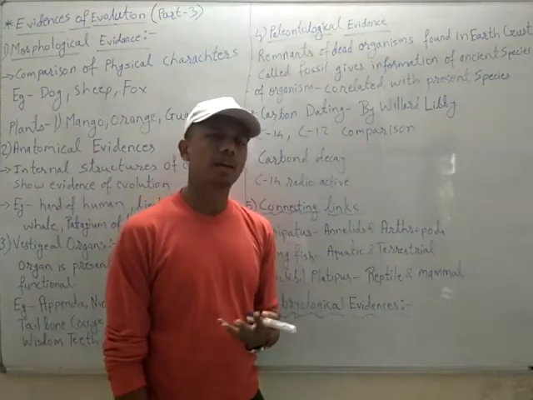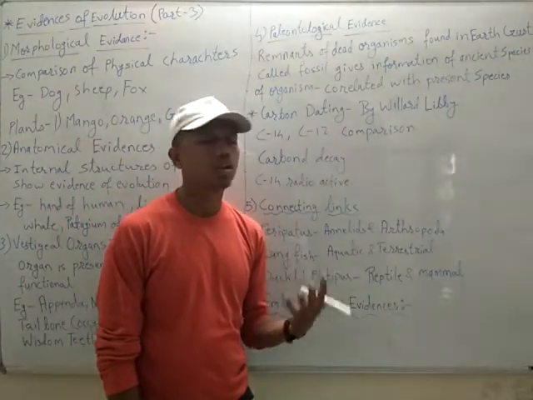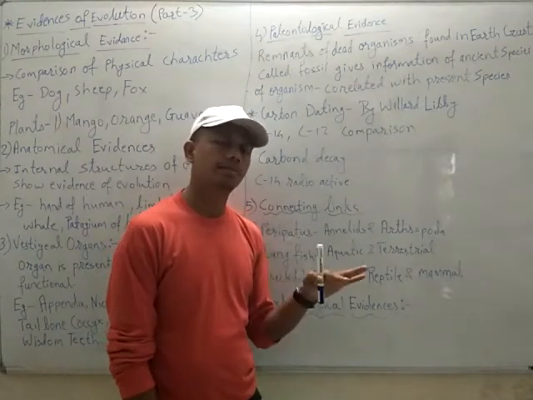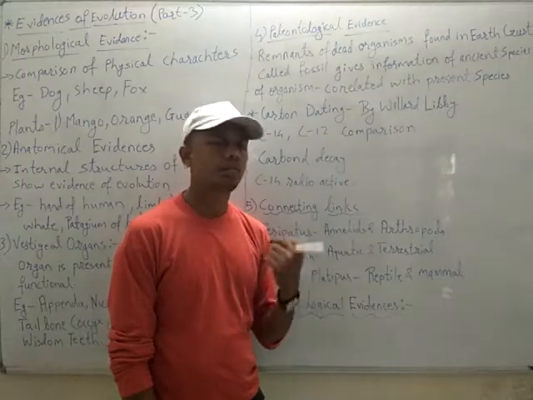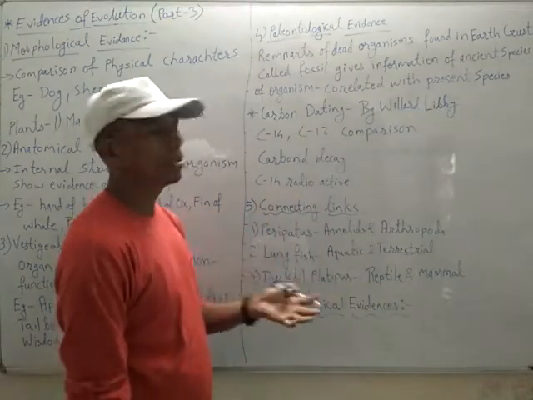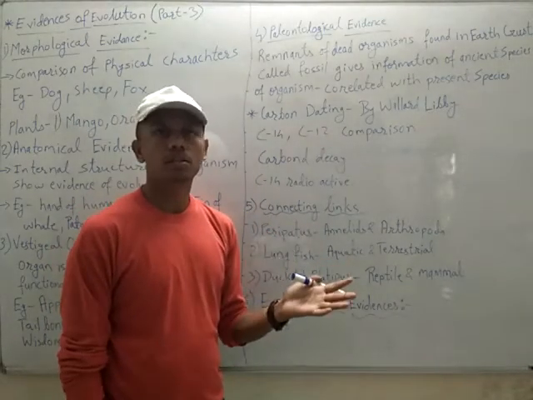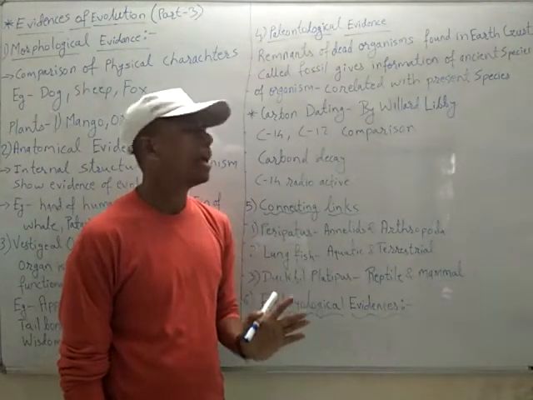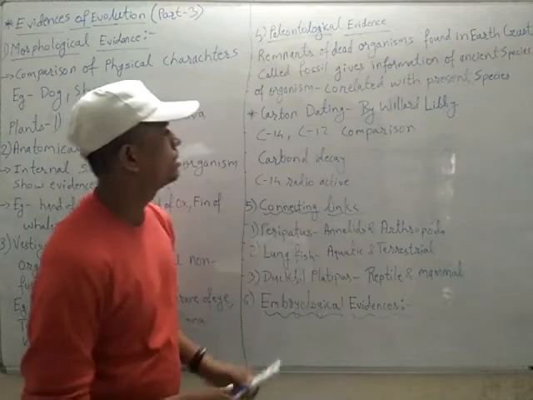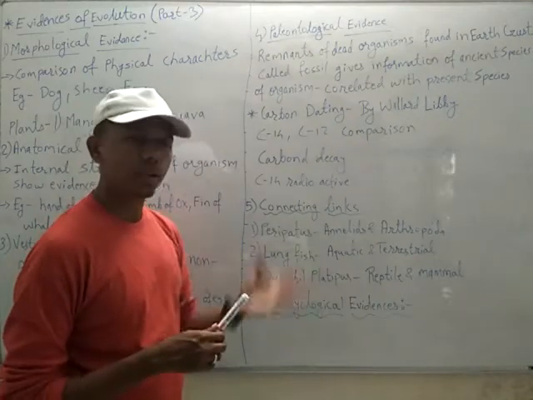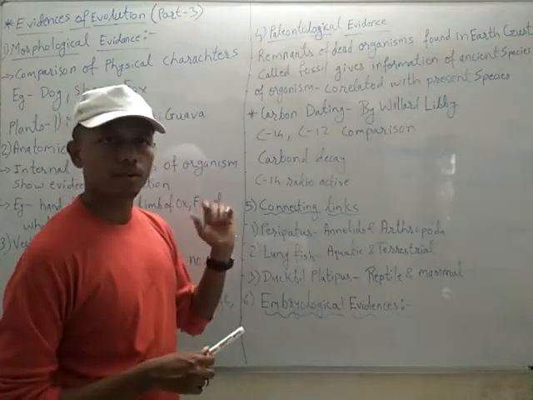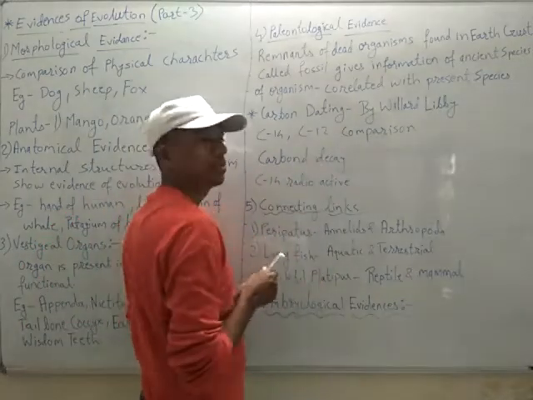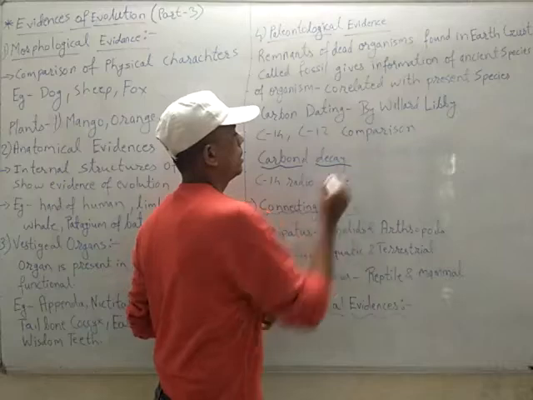When an organism is alive, there is continuous carbon consumption. But once the organism is dead, what happens? There's no carbon consumption. Carbon consumption totally stops. And what happens then? After the death of the organism, there is a process called carbon decay.